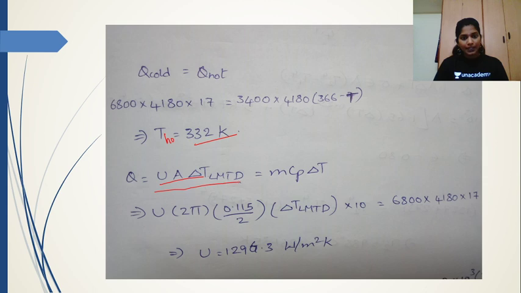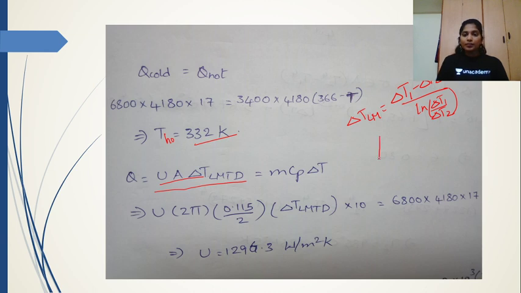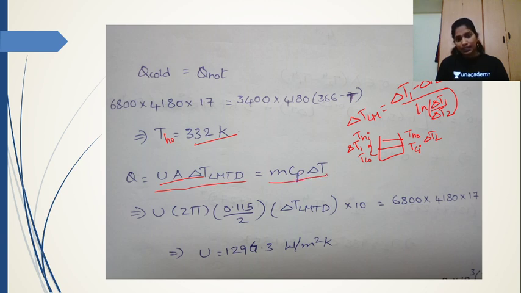So Q is equal to UA delta T LMTD, and you can calculate delta T LMTD, which is nothing but the difference of approaches divided by ln of delta T1 by delta T2. This delta T1 is the difference of the entrance of the hot fluid and exit of the cold fluid. Delta T2 is exit of the hot fluid and entrance of the cold fluid. You have to calculate this and equate it with MCP delta T.